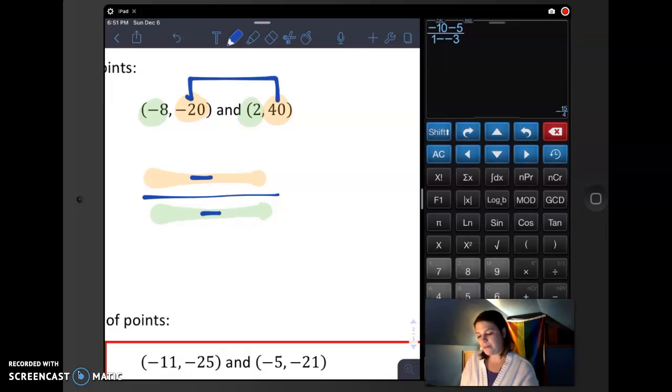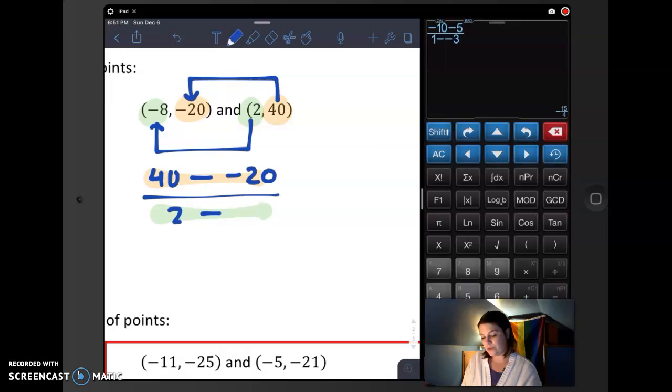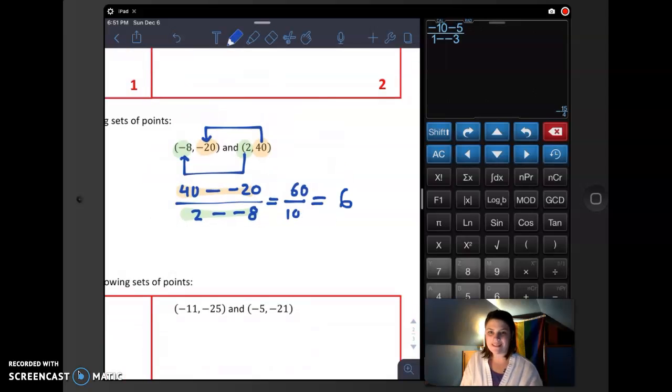So 40 minus -20. So my first number is 40. And then it's subtract. And then that number is -20. So you need to make sure you write both negatives. It's a subtract from the formula and then a negative from the 20 in the point. All right. And then 2 minus, and then that second number is a -8. So got to make sure that we get that negative written down. All right, and so this is going to be 60 over 10, which is equal to 6.